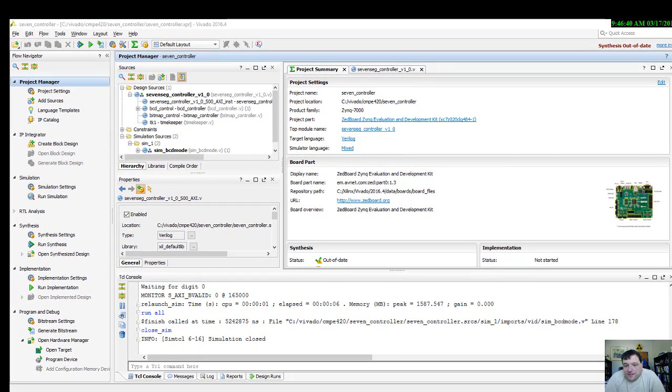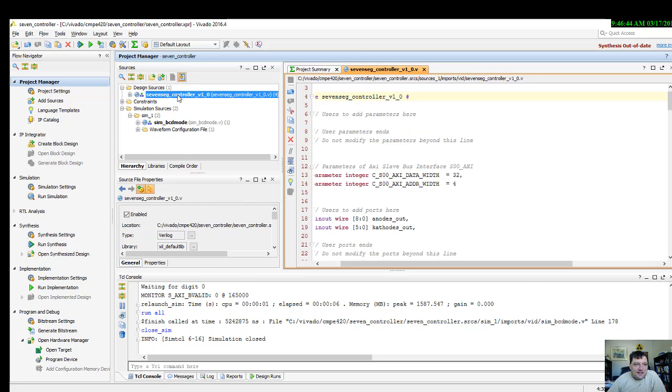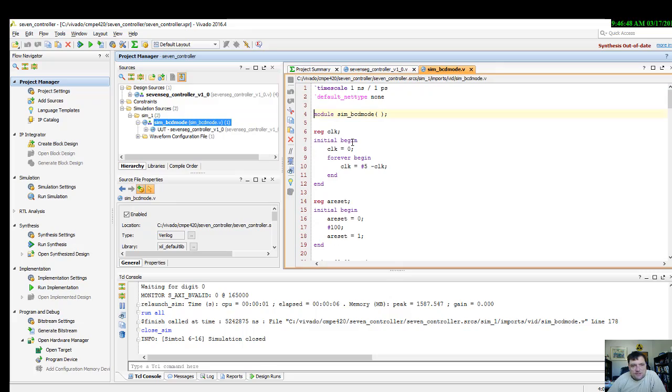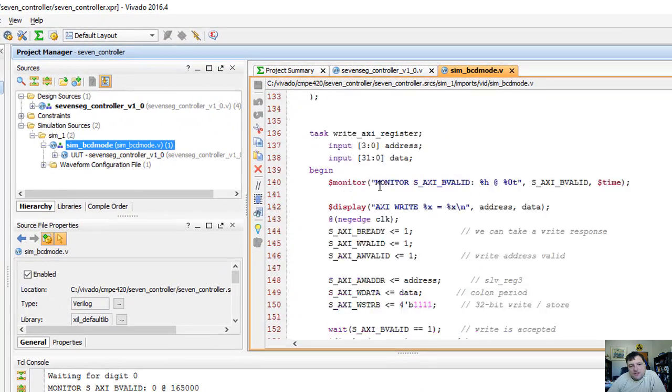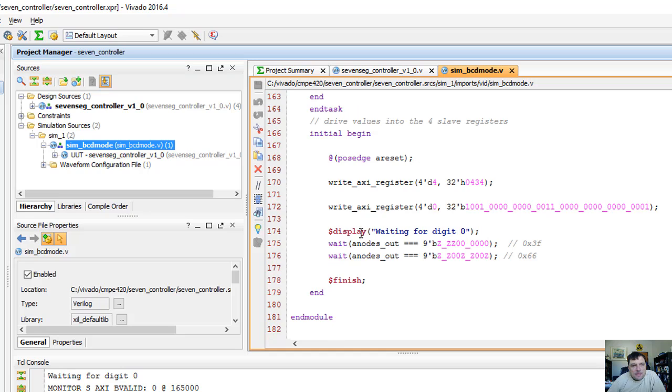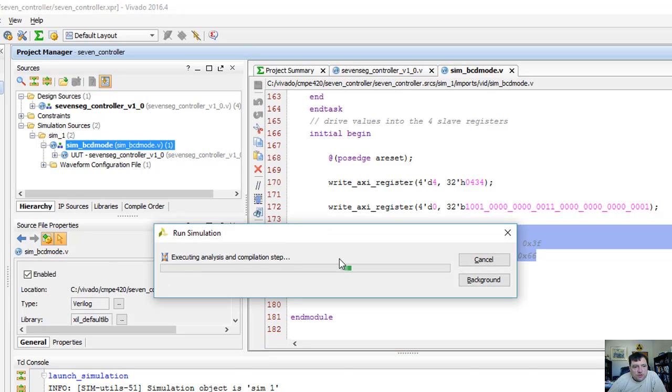Alright, so Xilinx burned me again. I went through the simulation and was staring at it and couldn't find anything wrong. So what I did is I modified the simulation to wait for the anodes out to change to the particular pattern that I was looking for. And when I go to run the simulation now, let me show you what the error is.